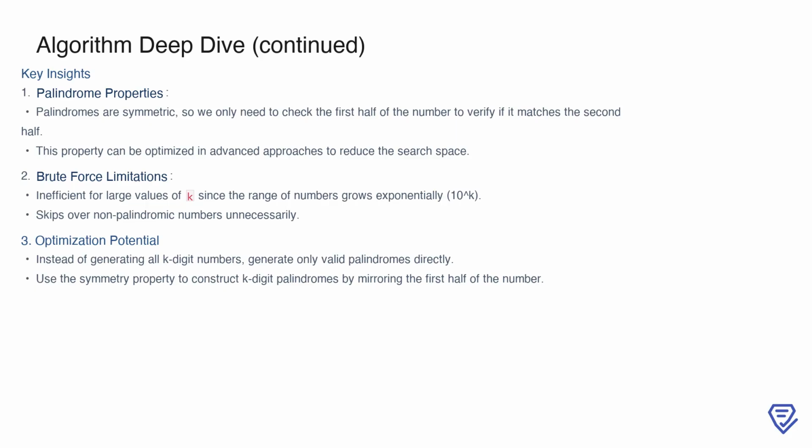Brute force is limited because it unnecessarily processes numbers that could never be palindromes, leading to inefficiencies. By focusing only on valid palindromes, we can significantly reduce the search space. This optimization is particularly beneficial for large values of k, where the range of numbers grows exponentially.